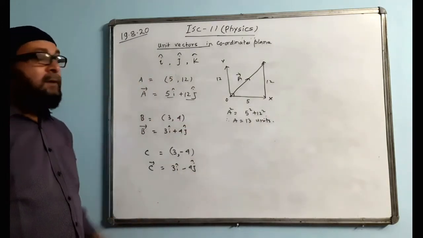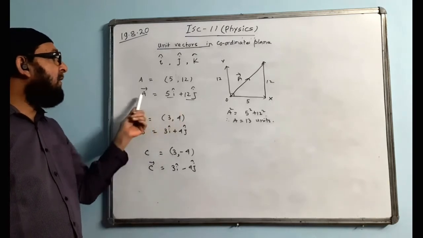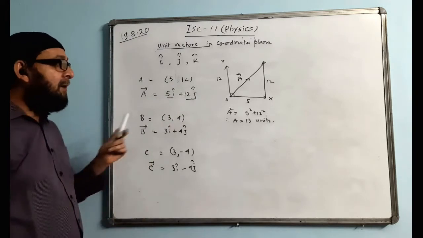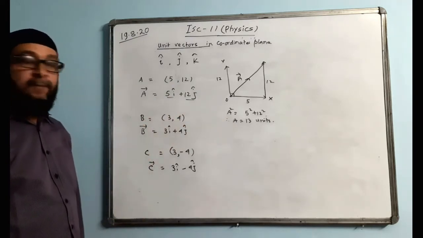Then we see vector A is 5i plus 12j. The magnitude of this vector A, that is, the resultant of these two together, the single magnitude, will come 13 units using Pythagoras.